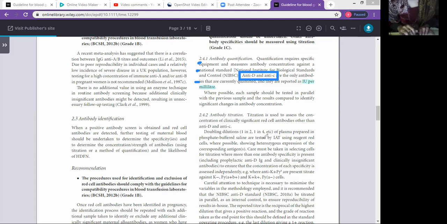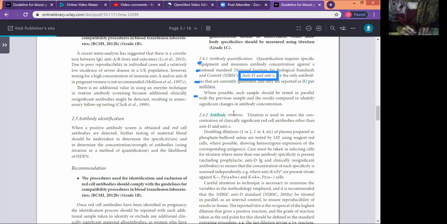Now, wherever possible, each sample should be selected in parallel with the previous sample. Another thing that is needed: first, this is how the antibody is quantified, and then the report should also mention any previous result that has been obtained. Then we should compare the antibodies to know the trend in rising and falling of the antibody levels. Then also we need to know about the antibody titer.